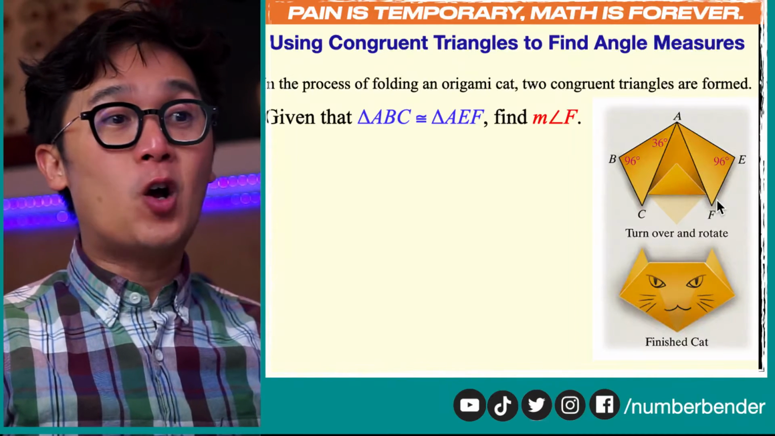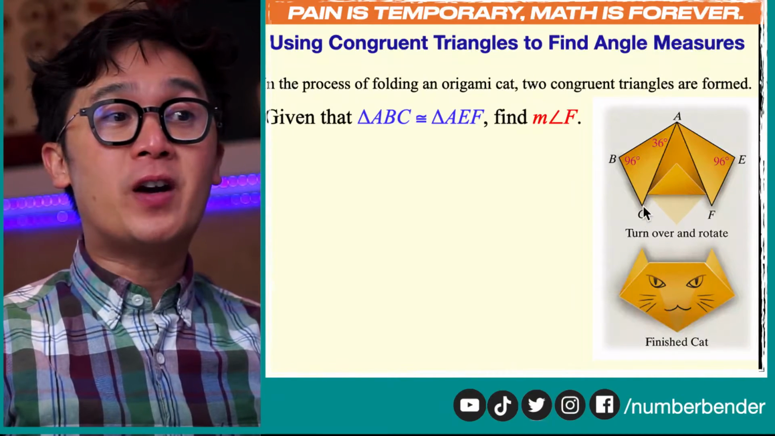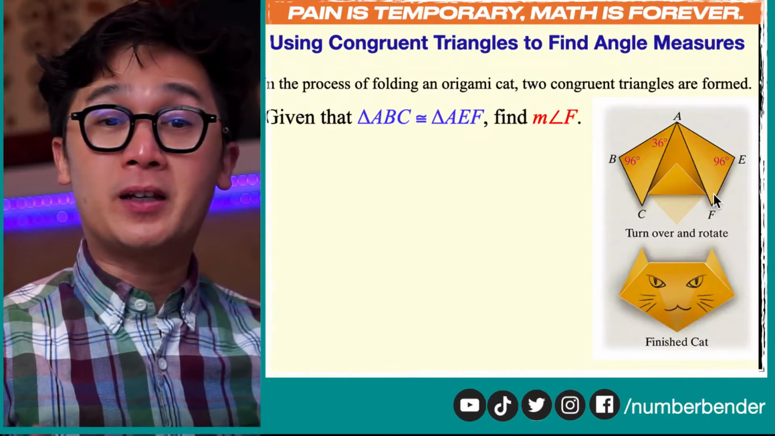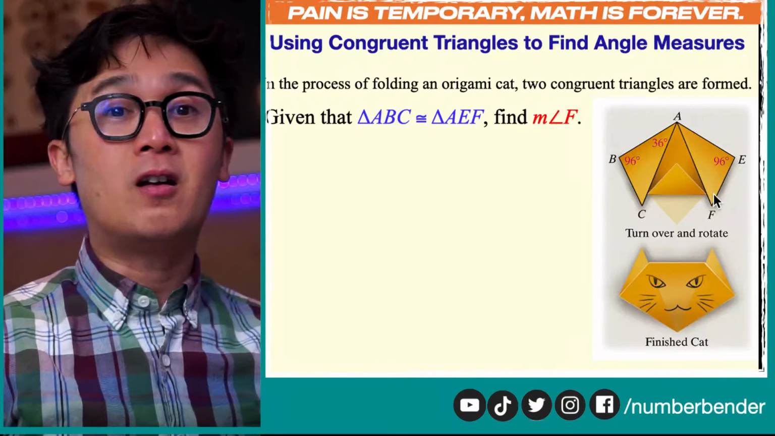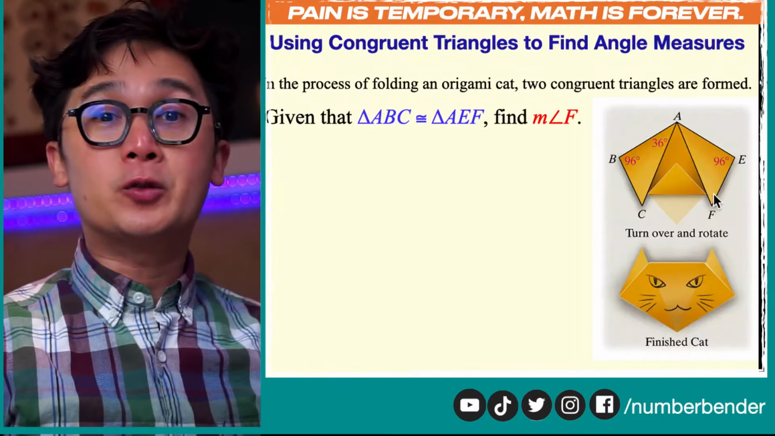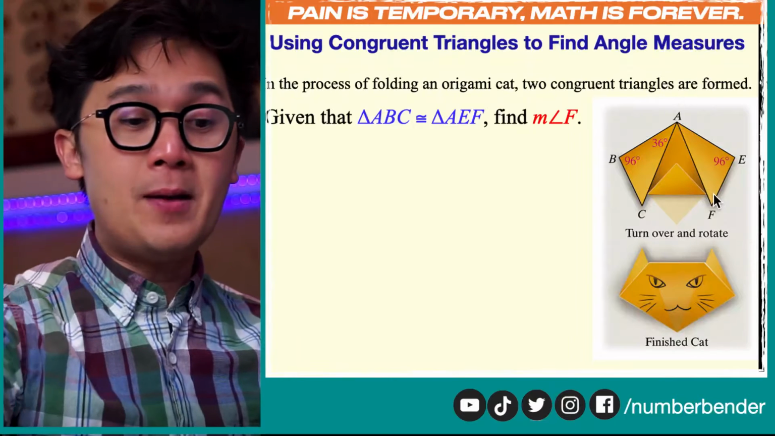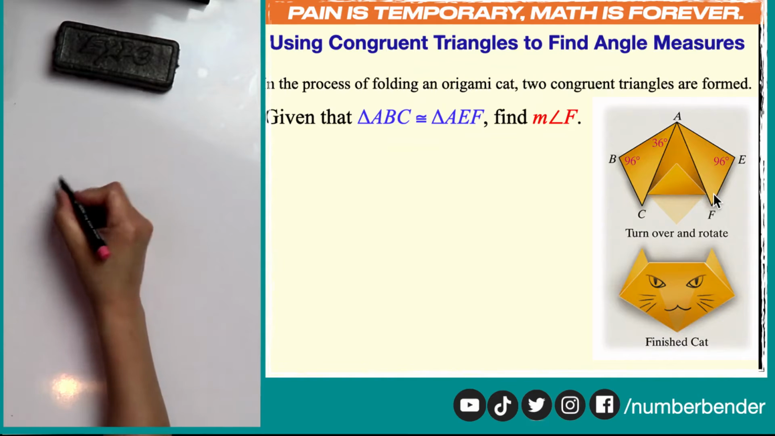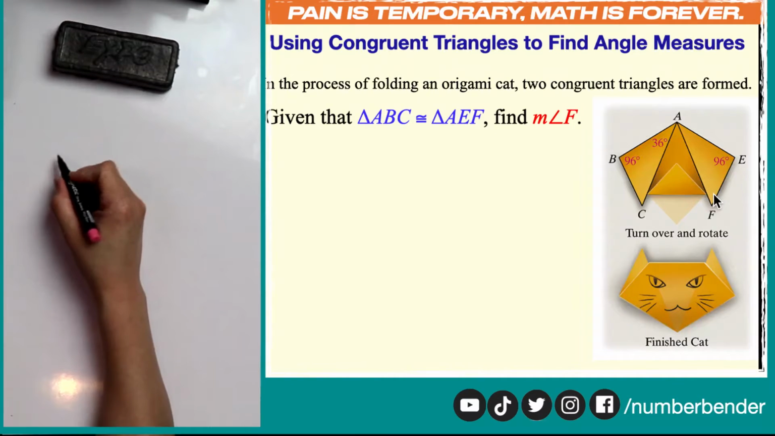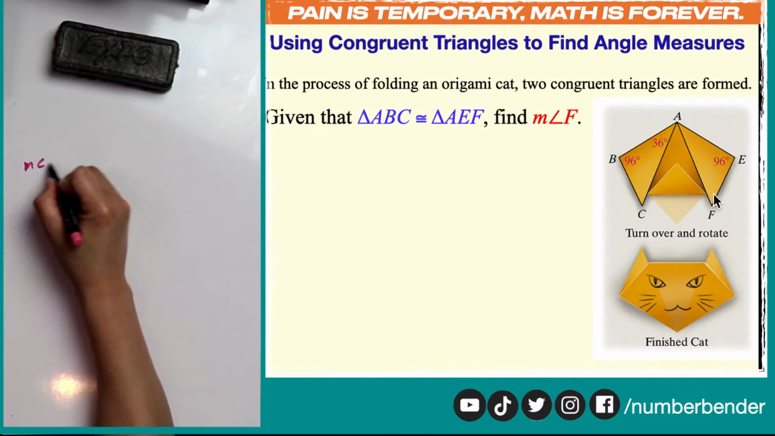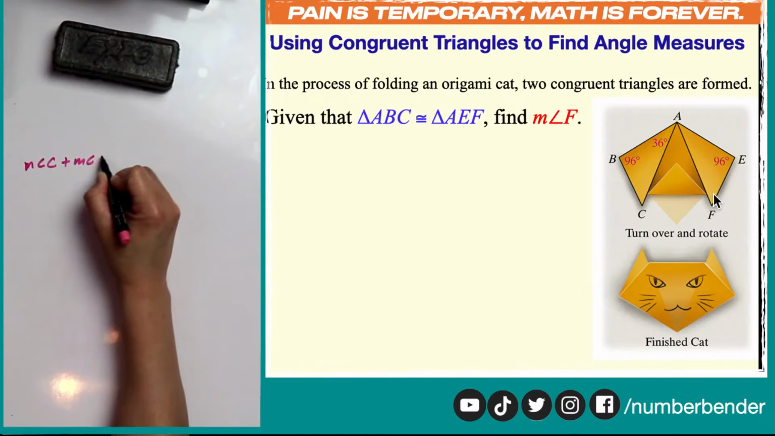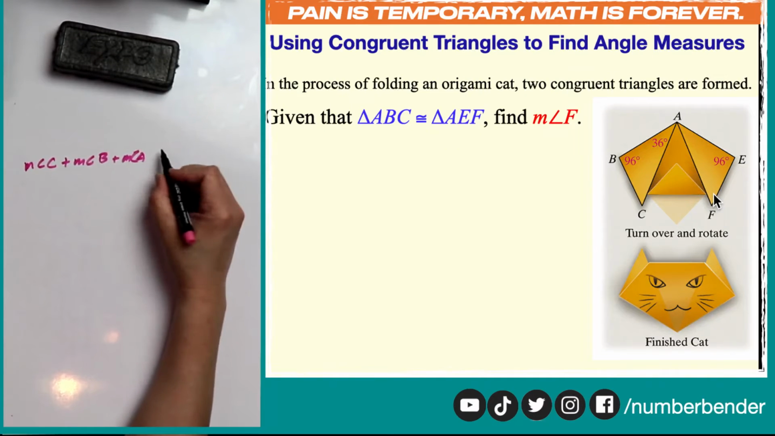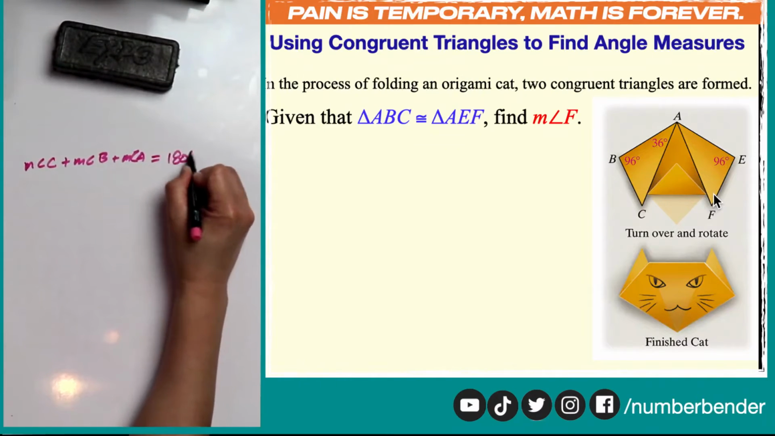So with that, all we need to do is to figure out a way on how to find angle C so that we can find the value of angle F, because they are corresponding and they are also congruent. And using the angle sum theorem, we know that the interior angles of any triangle add up to 180 degrees. So if we add the measurement of C, the measurement of B, and the measurement of angle A, it will equal 180 degrees.